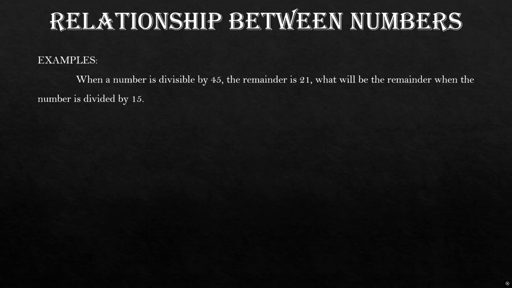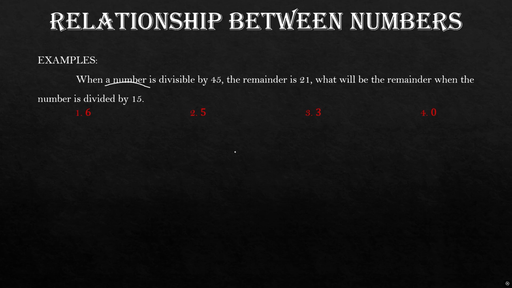Example 1. When a number is divided by 45, the remainder is 21. What will be the remainder when the number is divided by 15? One number is given; when it is divided by 45, we get the remainder 21. If the same number is divided by 15, what is the remainder? They asked that. First, 45 is divisible by 15, so this number is also divisible by 15. So we leave that number.